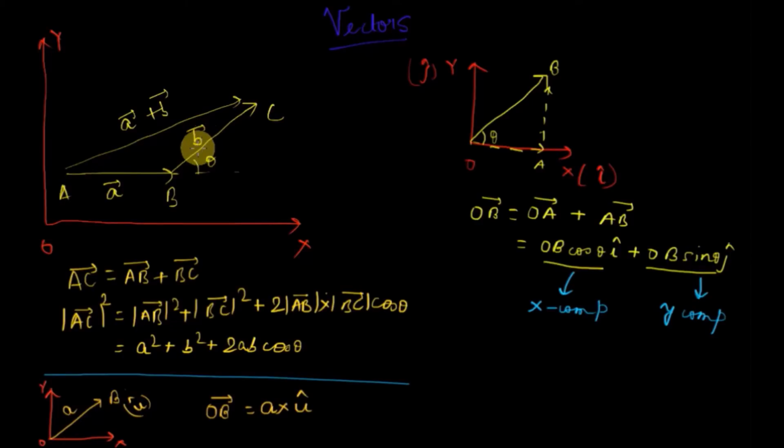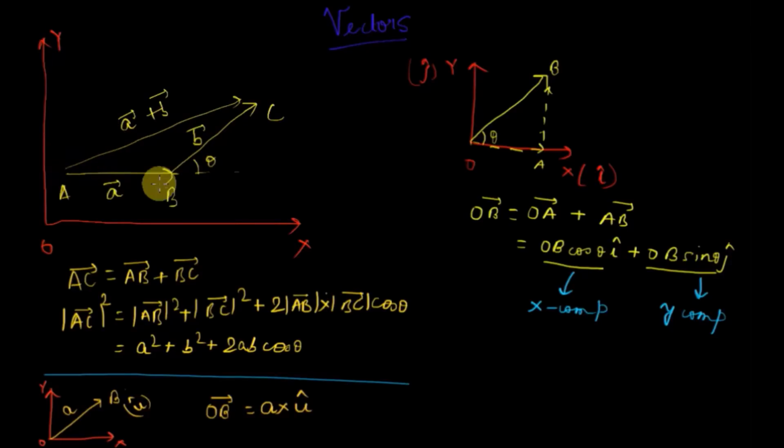The first one is the law of vector addition. So let's say I have two coordinate axes, OX and OY. And in this coordinate system, I have two vectors, AB vector and BC vector. So let's say the magnitude of AB vector is A and the magnitude of BC vector is B. Then if I add AB vector and BC vector, the resultant vector will be given by AC vector, right?